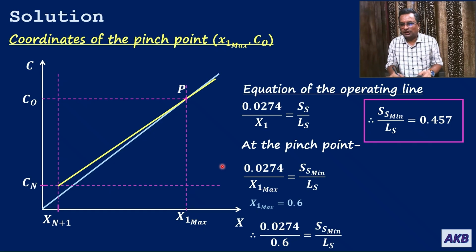So in this way, we complete our calculations for this numerical. We have got the minimum adsorbent to solvent ratio that can be used in this operation. I hope you have understood the steps that I have followed. If you have any doubt, please mention that in the comment section. Let us stop for this video lecture.